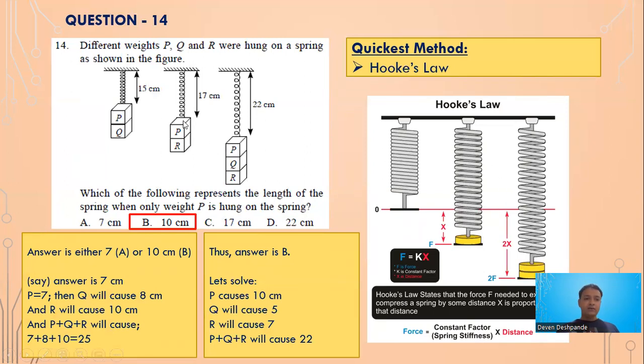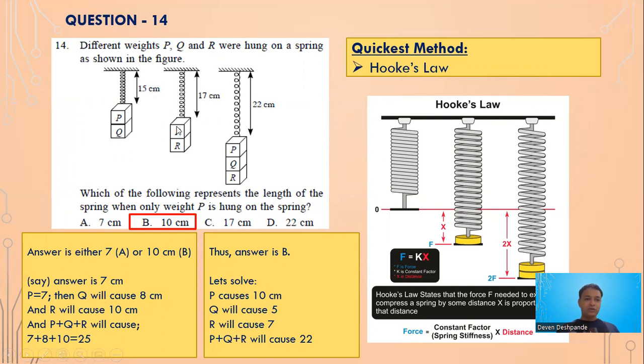So the answer here: which of the following represents the length of the spring with only P attached? With only P attached, the length has to be less than 15 because P plus Q is 15. So the option is either A, 7, or B, 10. Let's assume the option is A, 7 centimeter. If P causes 7, how much extension is Q going to cause? 15 minus 7, which is 8 centimeter.